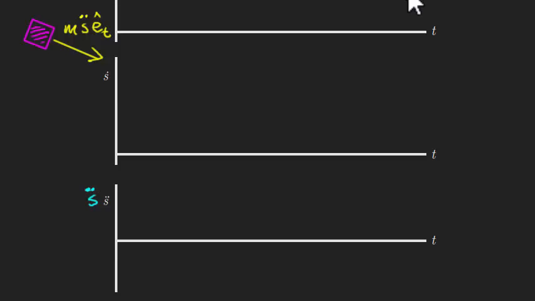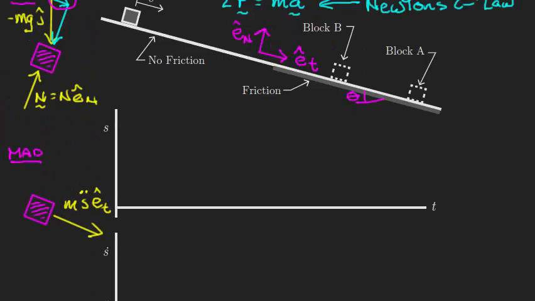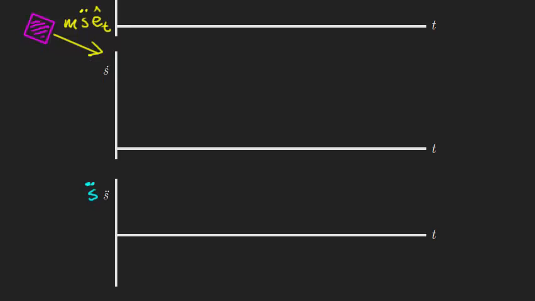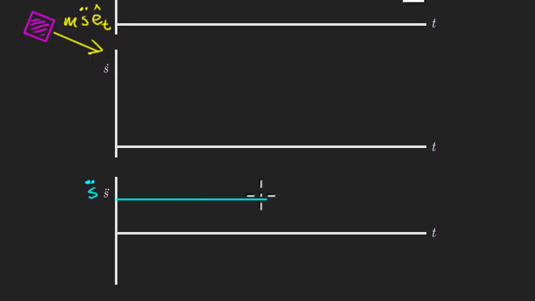And what we know is while the block is on this portion of the ramp without any friction, in other words, when the free body diagram looks just like this, then we know s double dot is positive and it's constant. So let me draw that. So the first portion of our journey here, s double dot positive constant. Wow. Now we have something rigorous.